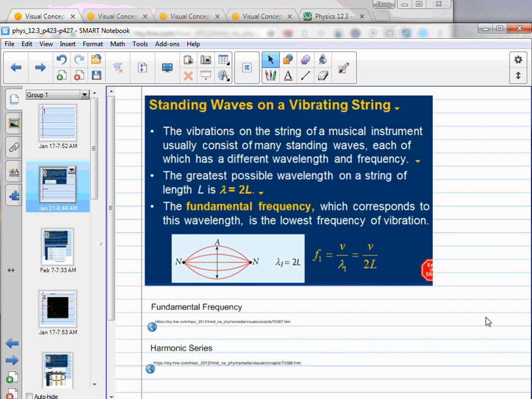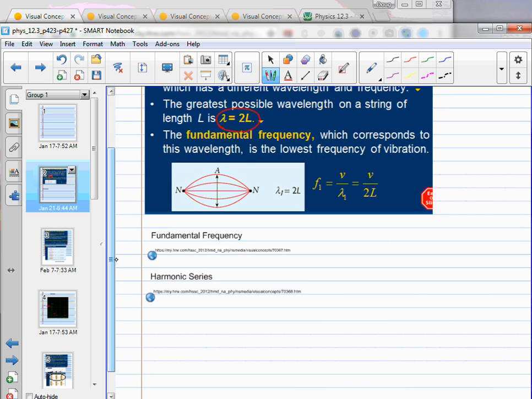So a little review about that, and we'll see how sound waves can also have standing waves and what that means. So standing waves on a vibrating string. The vibrations on the string of a musical instrument usually consist of many standing waves, each of which has a different wavelength and frequency. The greatest possible wavelength on a string of length L is where the wavelength equals twice that length. Let's look at the diagram right down here that they are illustrating this fact.